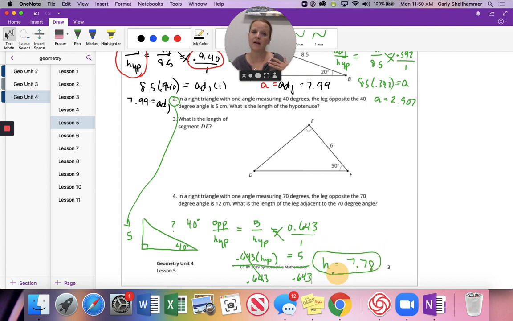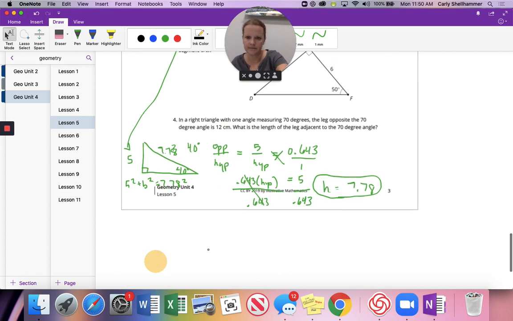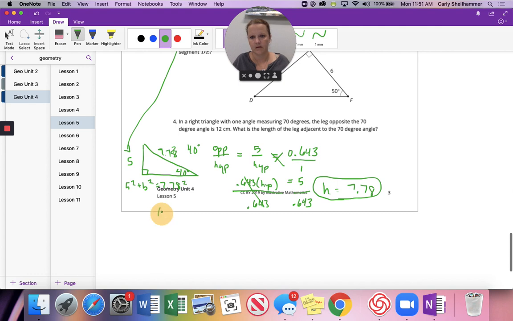Okay, now in my land, solving means finding all the pieces and parts. So hypotenuse is 7.78. I'm going to use Pythagorean theorem. 5 squared plus b squared equals 7.78 squared. 7.78 squared is 60.528. I'm keeping it in my calculator.